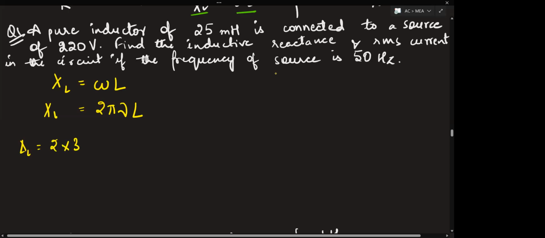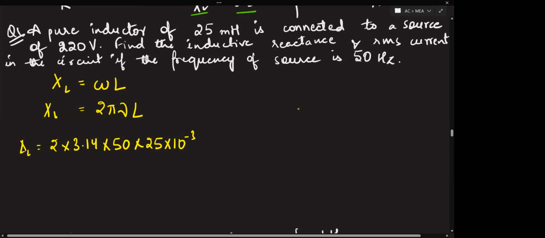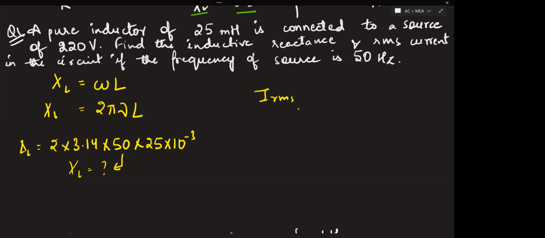Multiplied by pi. Pi is 3.14, frequency is 50, inductance is 25 into 10 to the power minus 3. Whatever you get, this will become 100. 100 into 25 into 3.14, something like 3 point something, you will get the value of XL. From here, you can calculate the value of XL. And it has also asked us to calculate the value of IRMS. So IRMS will be simply ERMS divided by XL. ERMS is given to you as 220 volt. XL from here you can calculate, and that will be the value of IRMS. All right, note it down, one more numerical.